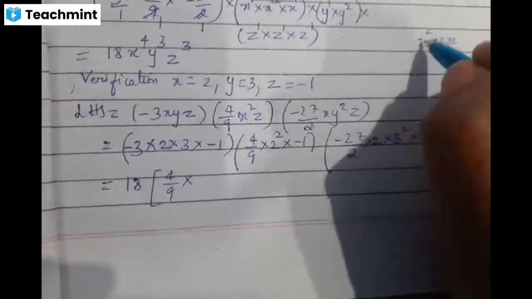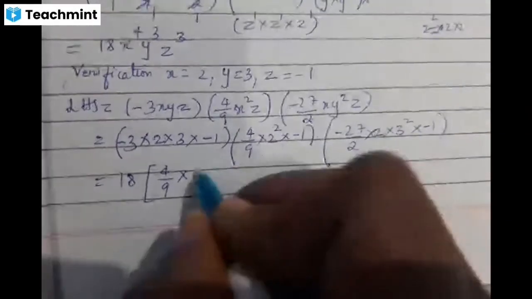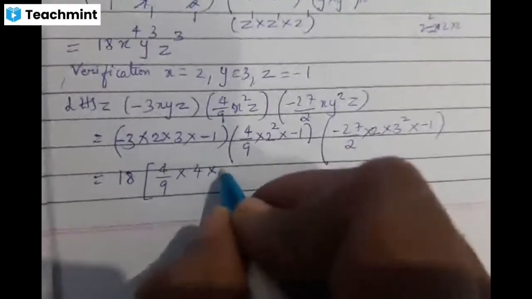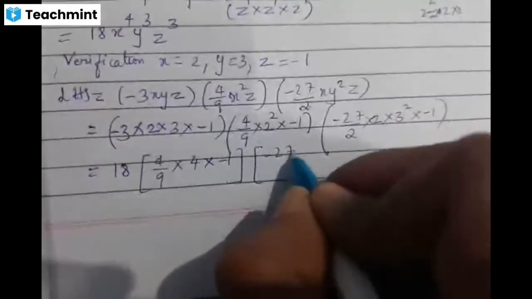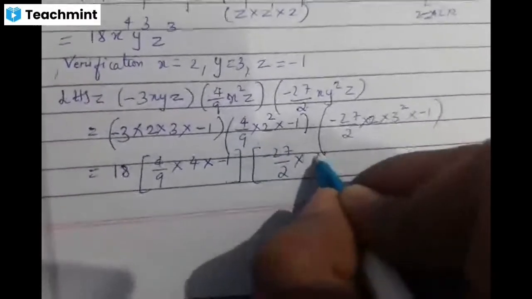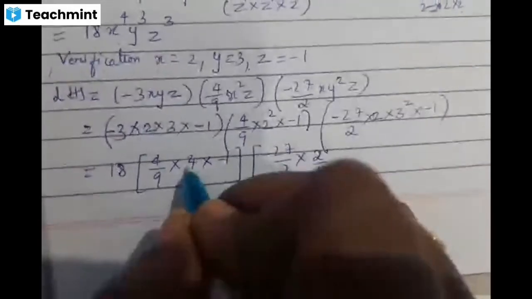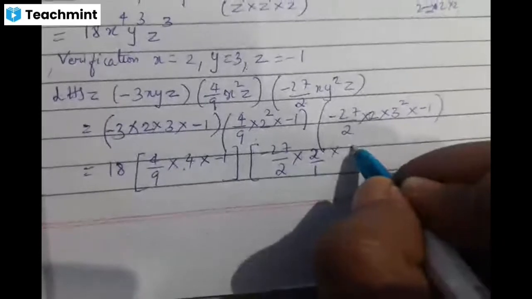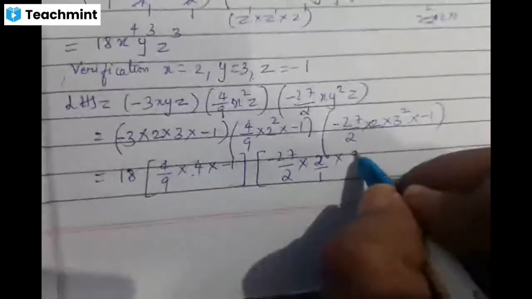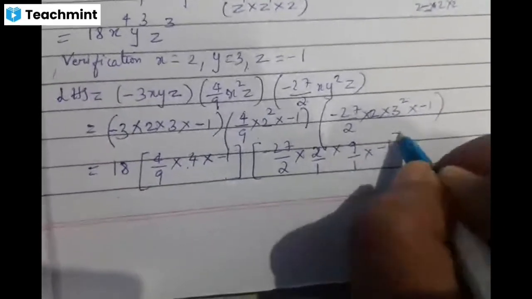So 2 square means 2 into 2. 2 into 2 is 4 into minus 1 as it is. Here in the next bracket, minus 27 by 2 into 2, and then into 3 square. 3 is multiplied 3 times. 3 3s are 9 into minus 1.